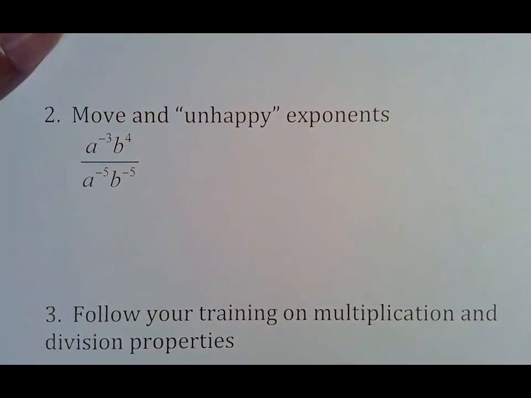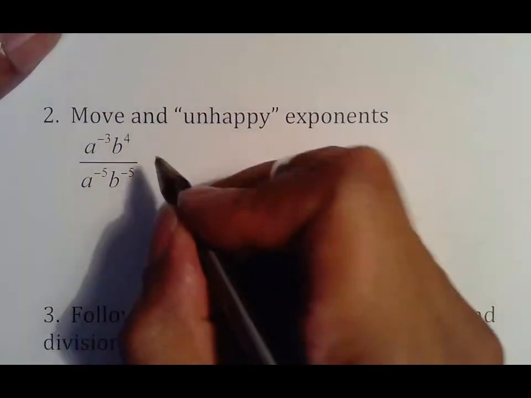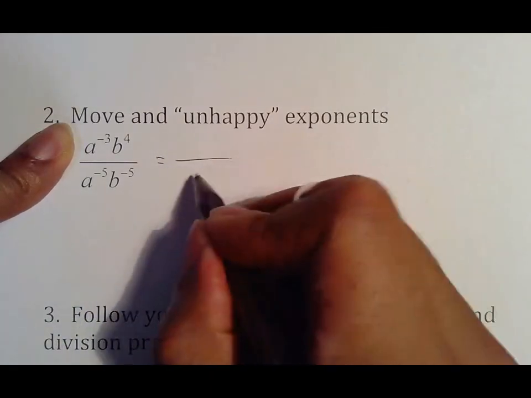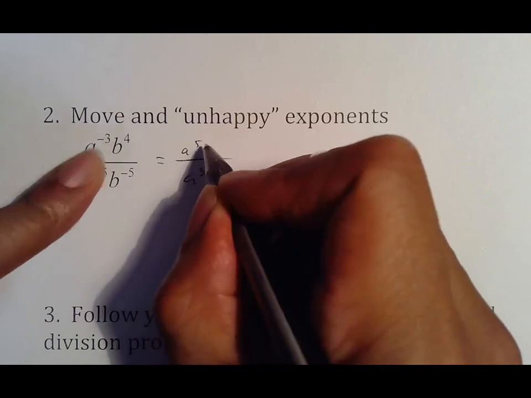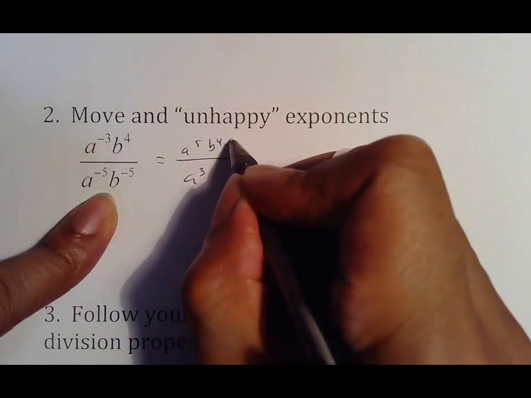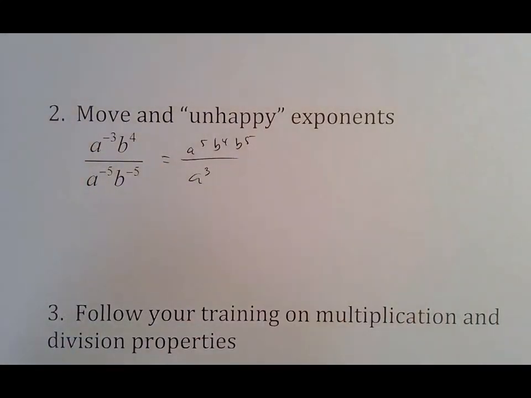Second, once you've got rid of your exponents, move anything that's unhappy. So what I would do here is say a to the 3rd wants to be on the bottom, a to the 5th wants to be on the top, b to the 4th wants to be on the top, b to the 5th also wants to be on the top. And from there, you at least can make a better decision, which I think we'll work out one or two of those before we quit.